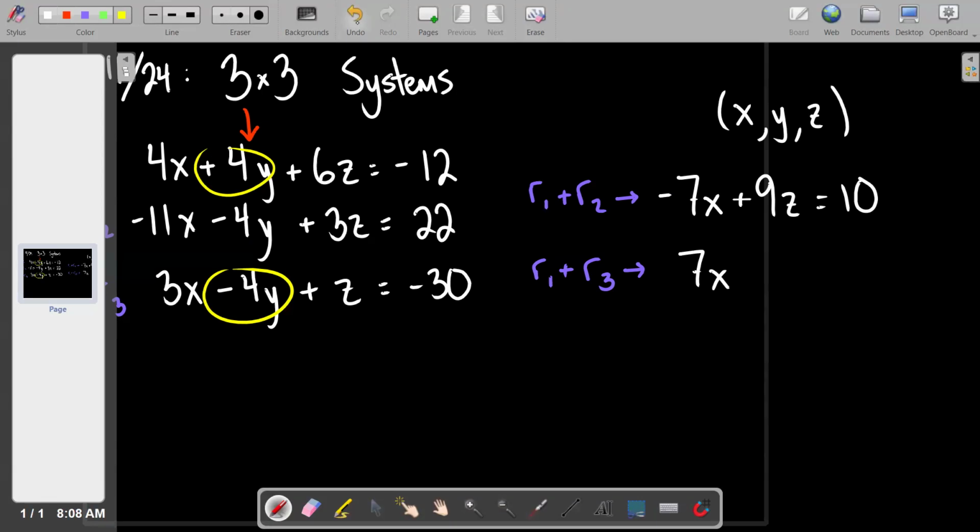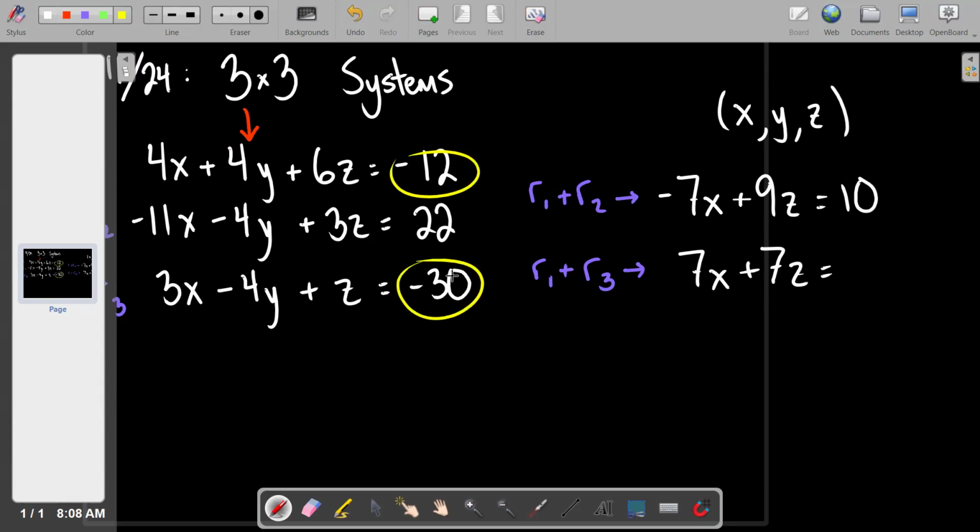Elimination. Gone. So don't put anything. Okay, row one plus row three. What do we get? 7z. Perfect. Row one plus row three. Negative 42. Very good.